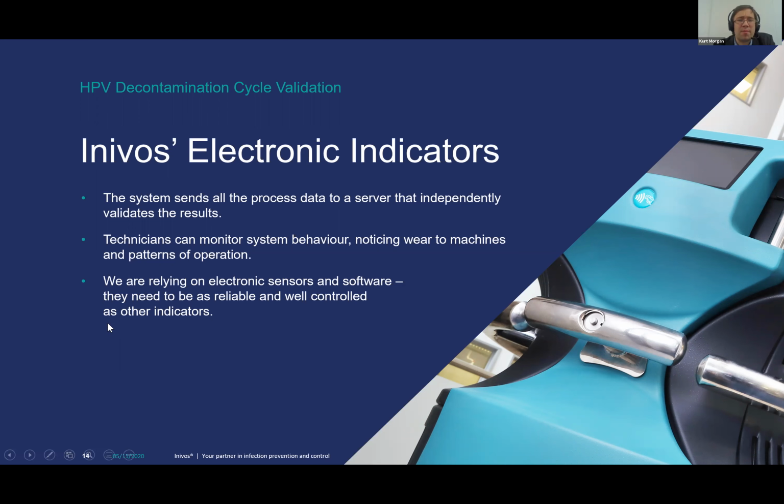It's important to say, though, that we are relying on electronic sensors and software to make this work. So we need to make sure that that software and those indicators are being made reliably, and that their maintenance and use is as controlled as you'd expect for chemical or biological indicators. It's important that we apply best practice in software development and the best engineering practice in calibration and maintaining of the sensors.